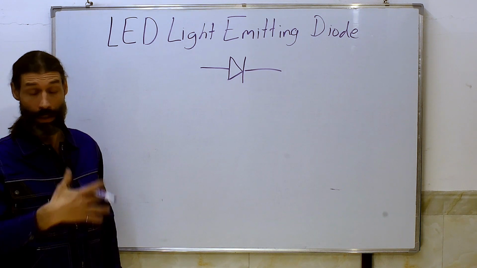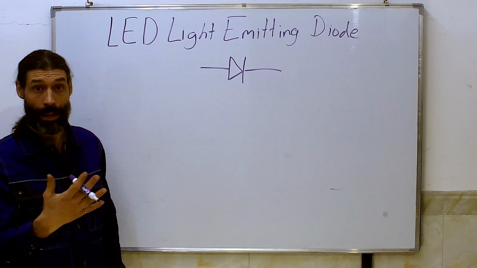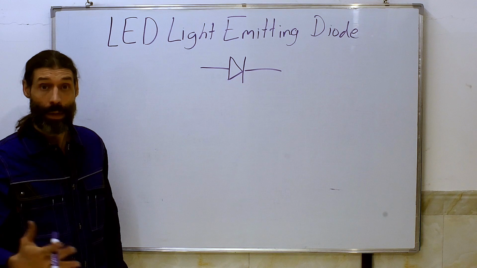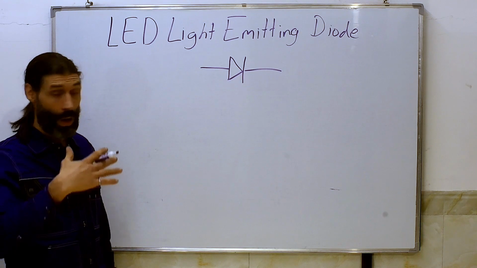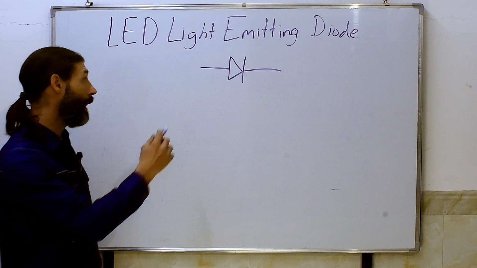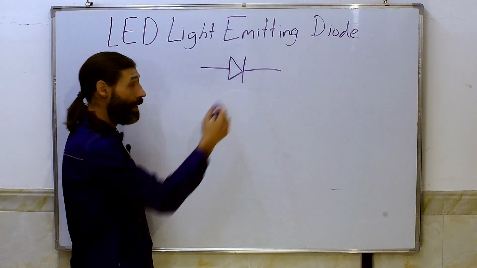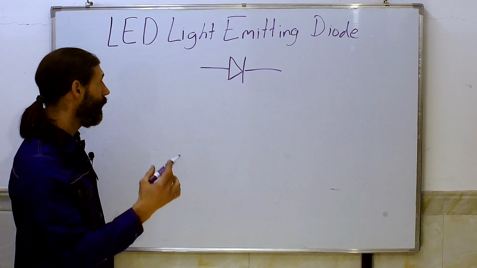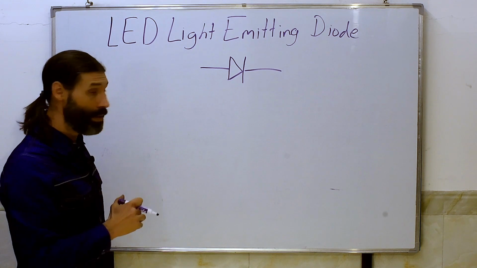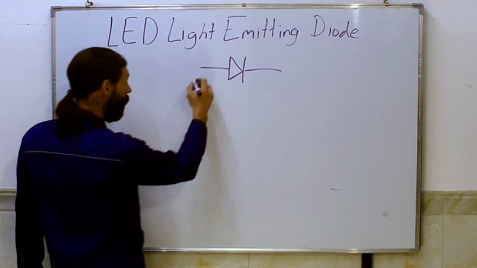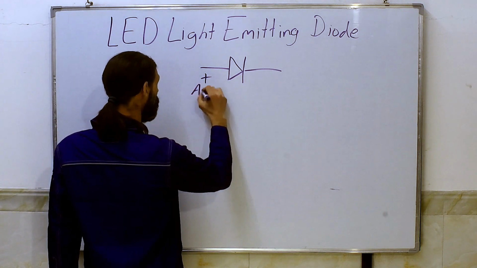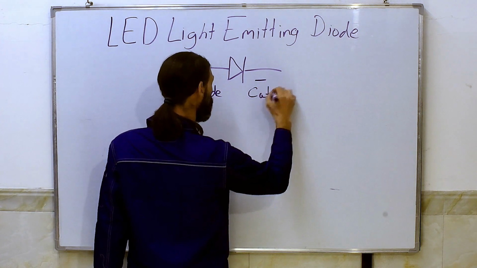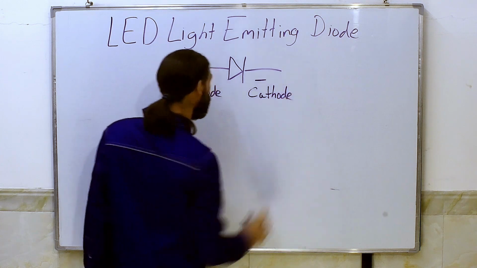The color of visible light is determined by the material, the semiconductors the LEDs are made of, but all LEDs essentially work the same. We apply a forward voltage across the LED and we get light out. Now, one thing about diodes is that they have a polarity. We have the anode on this side where we must connect the positive, and we have the cathode where we connect the negative.